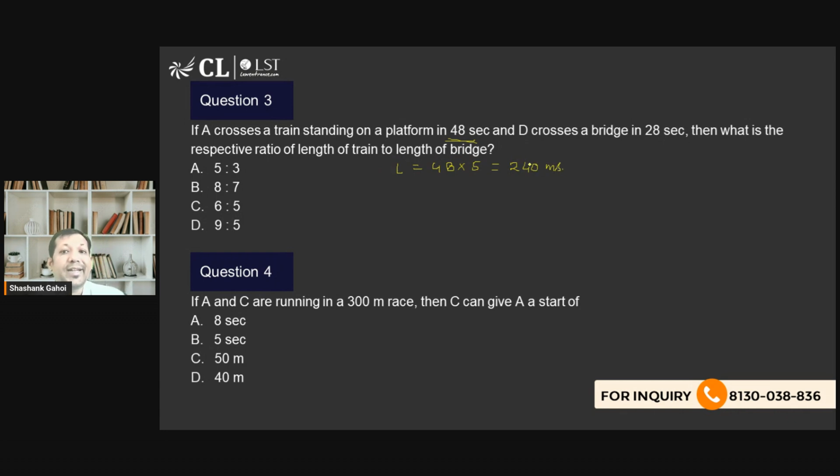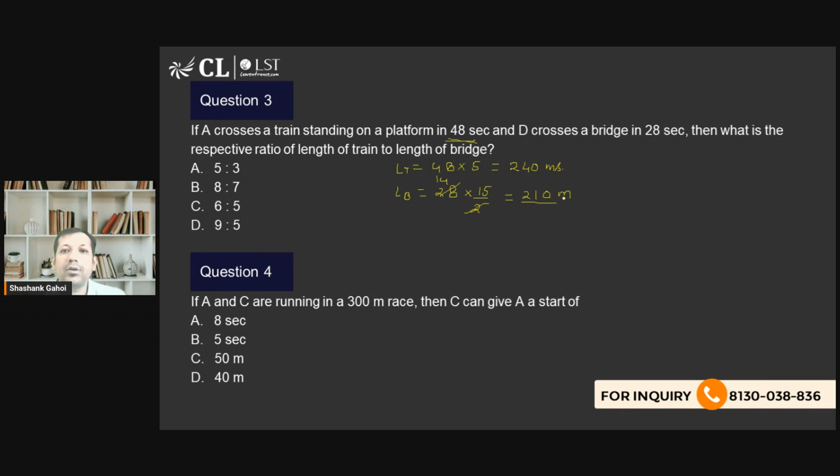Now, similarly, D crosses a bridge in 28 seconds. So, what is the length of the bridge? Length of the train, length of the bridge. So, basically, what is the speed of D? That is 7.5. Can I write 7.5 as 15 upon 2? So, this is going to be 14. So, length of the bridge is going to be 210 meters.